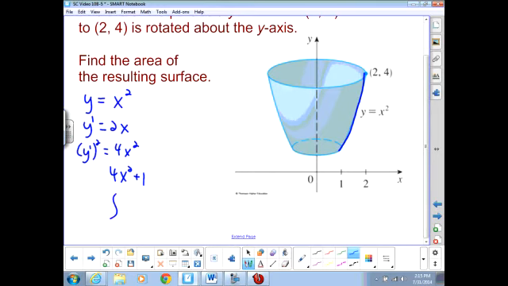So our integral is going from 1 to 2. We'll have the 2 pi out front. Under our square root is the 4x squared plus 1. We'll have our dx, and then we'll have to figure out our radius. Well, this distance is our radius. It's connected to the y-axis, so it's just an x.